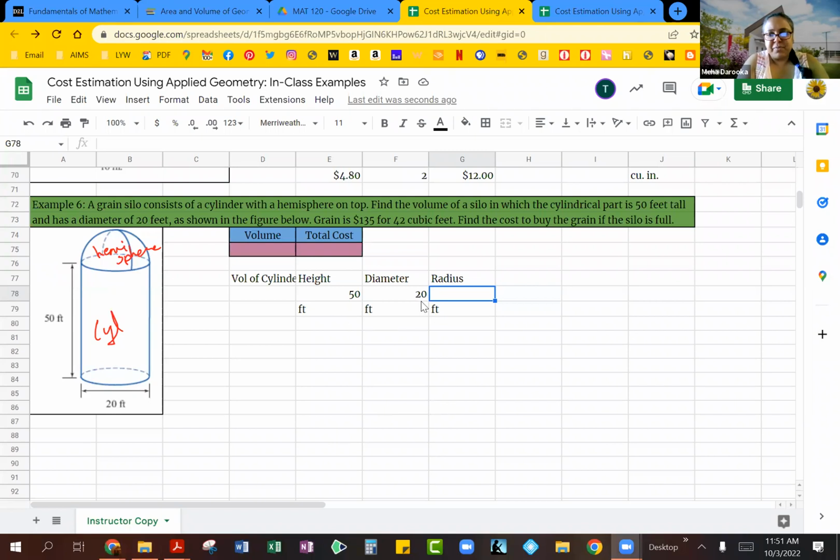Yeah, very nice. So basically diameter divided by 2, right? You get your radius. Both formulas are using the radius, so it just basically makes sense to go ahead and calculate your radius. So please go ahead and tell me what will be the volume of your cylinder, and then after that, tell me what will be the volume of our hemisphere.